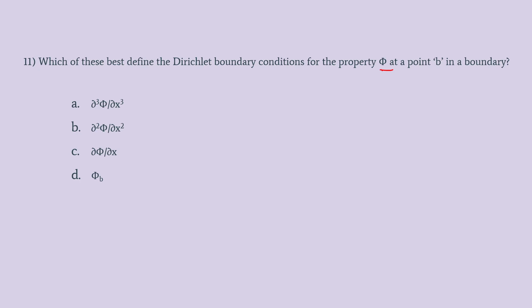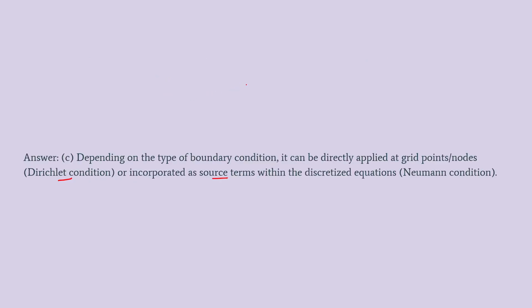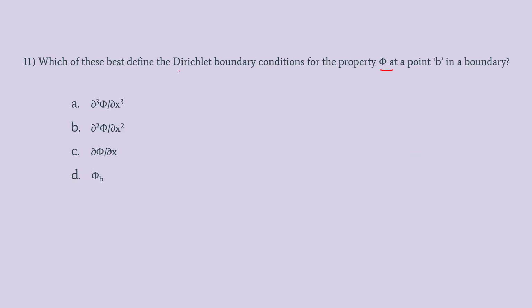So even from the previous question, we can see that when a boundary condition is directly applied, it is a Dirichlet boundary condition. So here it's a Dirichlet boundary condition. The boundary condition should be directly applied without any conversion. So if our property is phi at B, then the answer will be option D, that is phi at B.